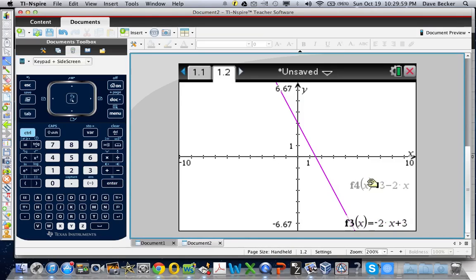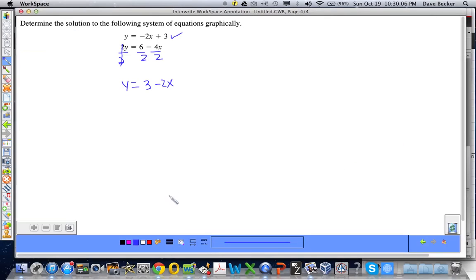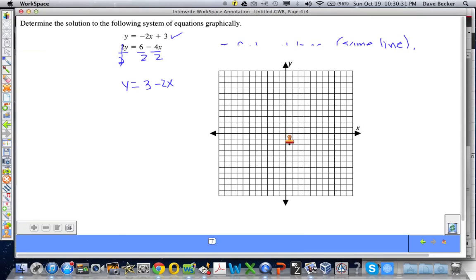Oh, look at that. It graphed right on top of it, didn't it? Wow, the lines are on top of each other, so what we say when that happens is there are an infinite number of solutions, infinite solutions. And that's because it's the same line. It's the same line. All right, and then a quick sketch of that.